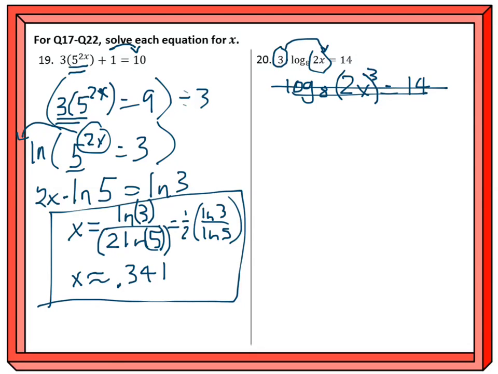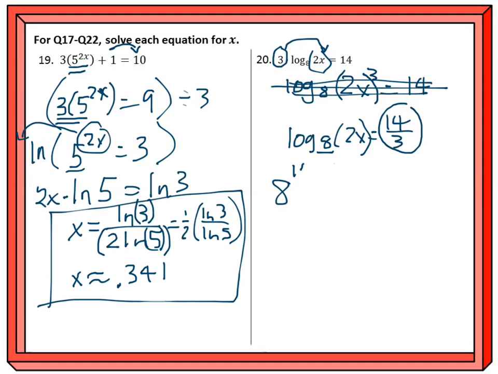So I'm going to scratch that. I don't want to do that. I just want to get rid of the 3. It's quicker to get rid of the 3 by just dividing both sides by 3. So the log base 8 of 2x is equal to 14/3. Don't worry that it's a fraction, it doesn't matter. This is an answer to a logarithm. An answer to a logarithm is an exponent. It's an exponent on this base of 8. So 8 to the 14/3 is equal to 2x.